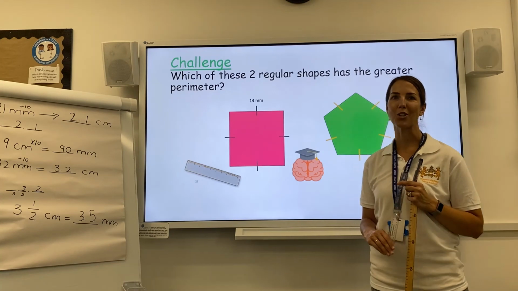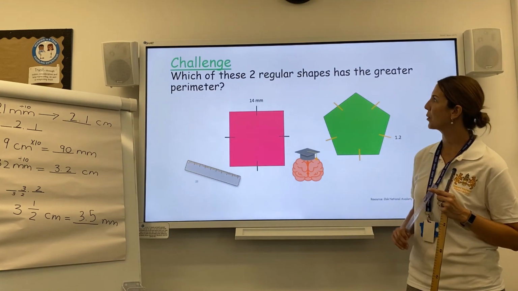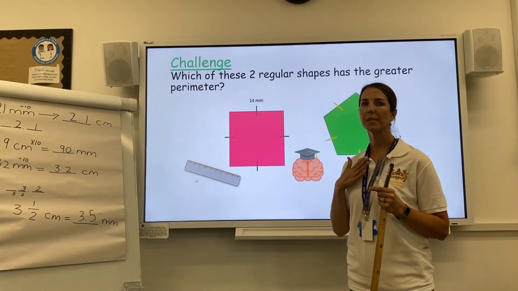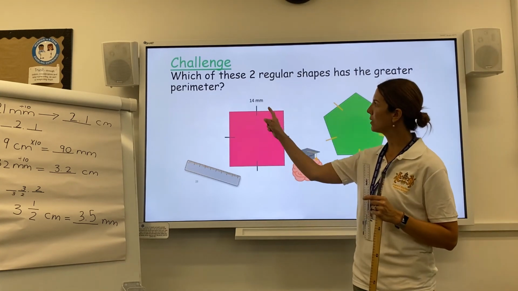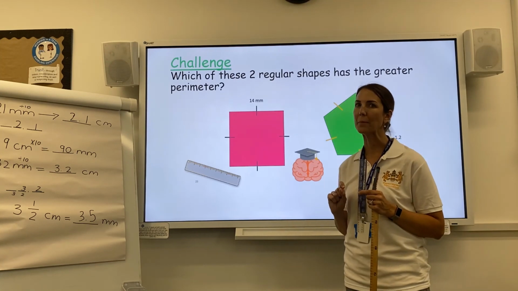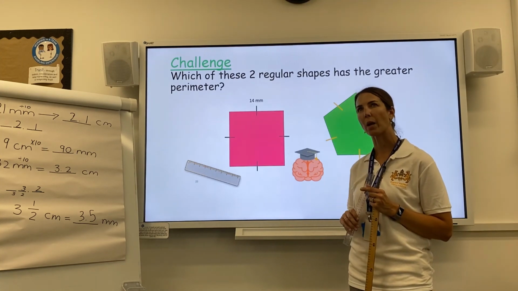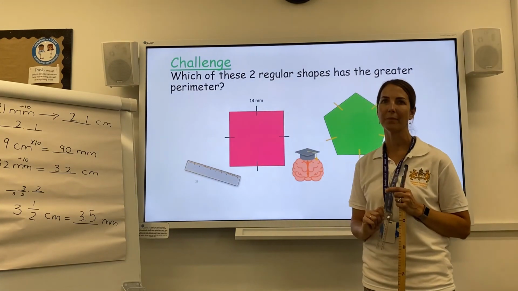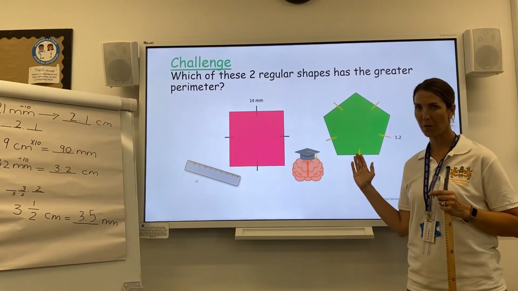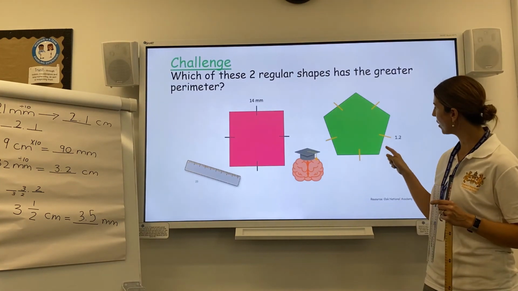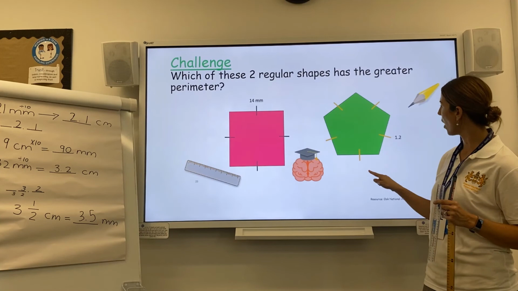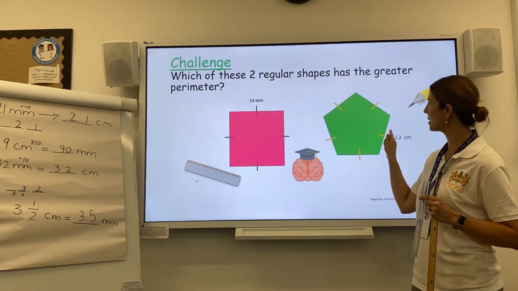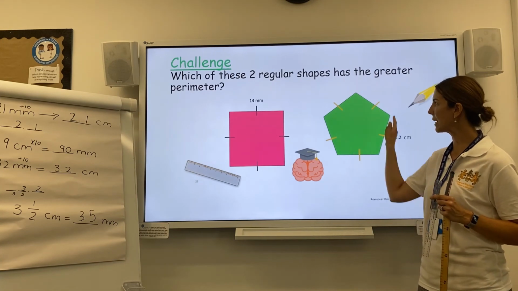And who is up for a challenge today? So we are going to be looking at 2 regular shapes. This is called a square. One side of the square is 14 millimeters. What do we know about a square? That's correct. All the sides would be the same length. Here, I have a perimeter. And they gave me one of the sides again. It's 1.2 centimeters.